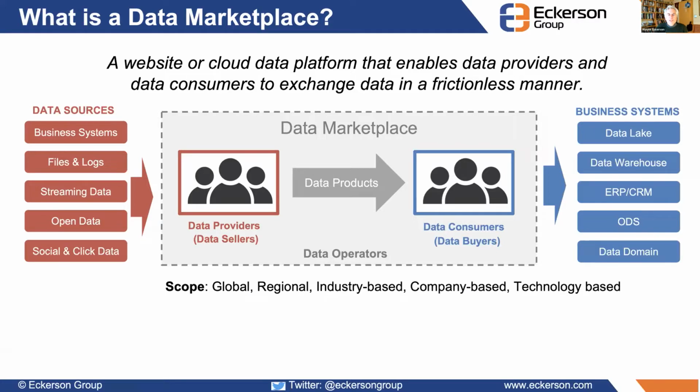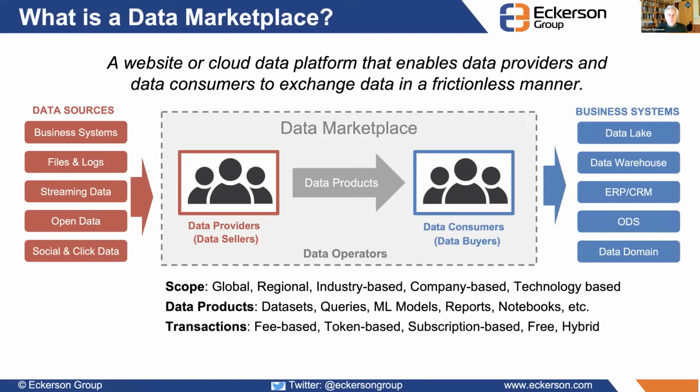So some of the characteristics of a marketplace from a scope perspective: these marketplaces can be global, they can be regional or country-based, they can be industry-based, they can be company-based, or they can be focused on a specific technology like streaming data. From a data products perspective, the content could be anything from data sets to queries to ML models, reports, even notebooks, and I'm sure other things to come.